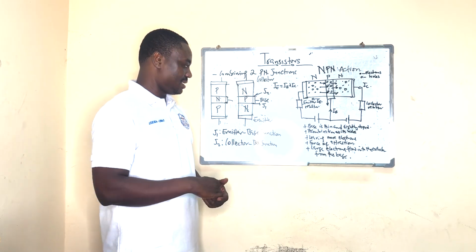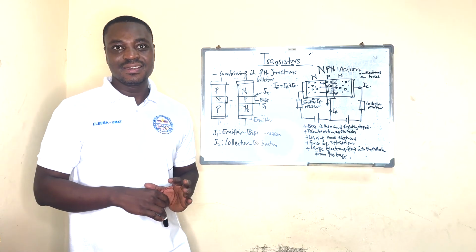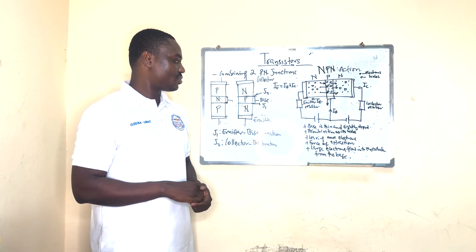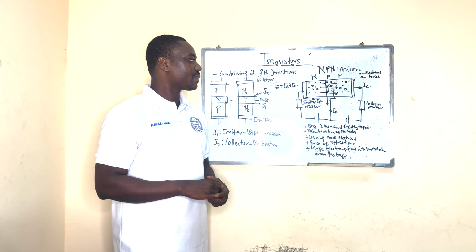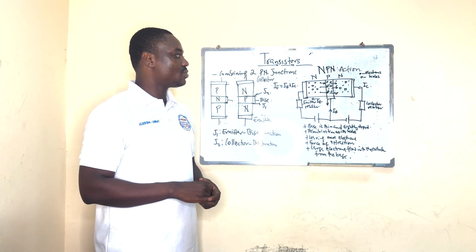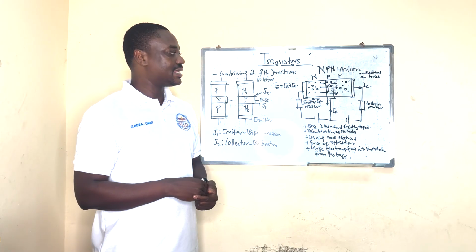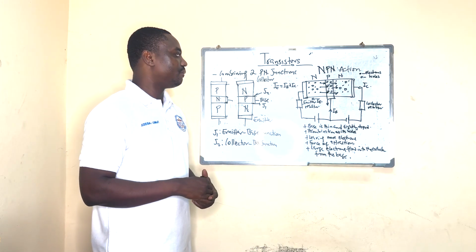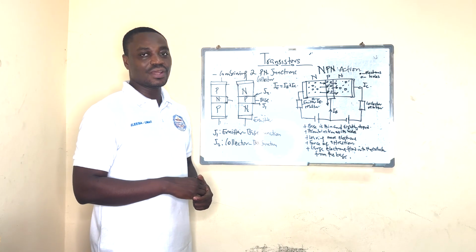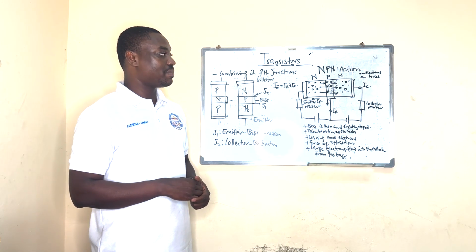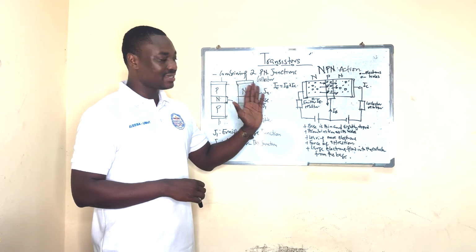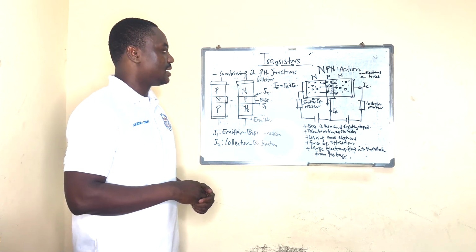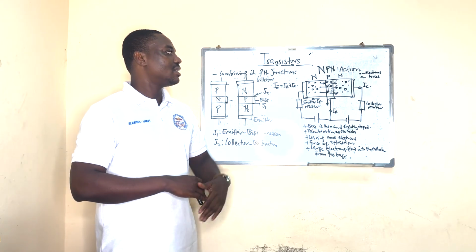Now, why are these junctions important? Because these junctions are very crucial. They become crucial when it comes to ensuring that we can pass current through the bipolar junction transistor. If we are trying to make sure that the bipolar junction transistor conducts current, then these junctions become very important.